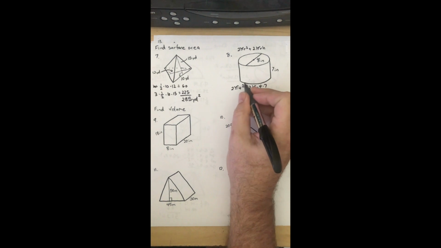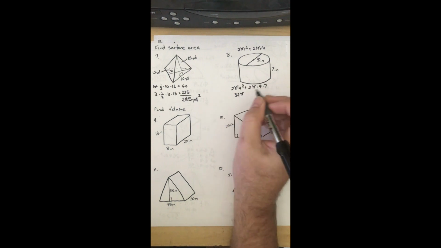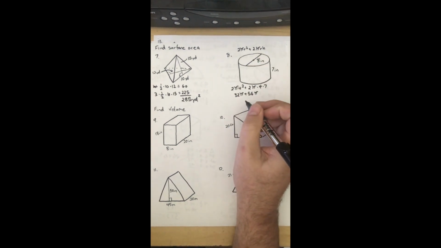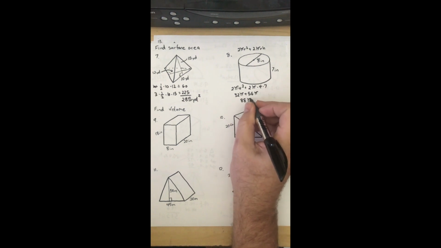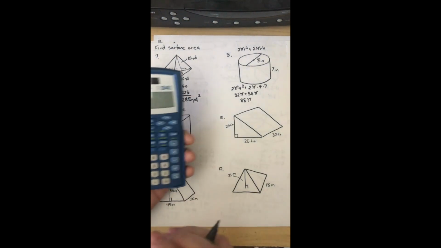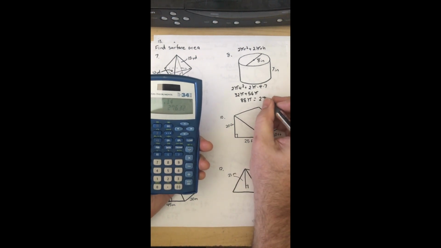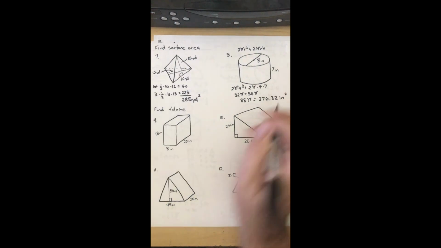4 squared is 16. 16 times 2 is 32, so I have 32 pi on the 2 circles. I've got 2 times 4 is 8, 8 times 7 is 56 times pi, and that is the rectangular wraparound. Add these 2 up, and I'm going to get 88 times pi. So that's going to be, I don't know, 240 plus, so it's going to be around 270 or something. It's a good way to estimate, so in case you do something wrong, hey, 276.32, and that is inches squared, because we're still doing surface area.